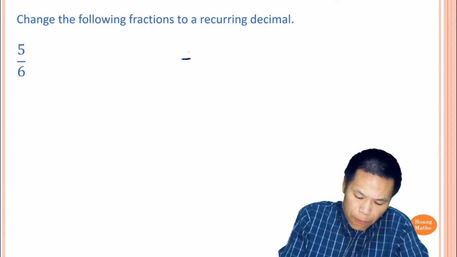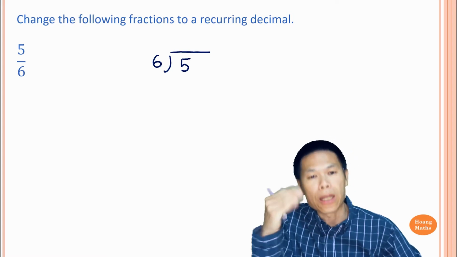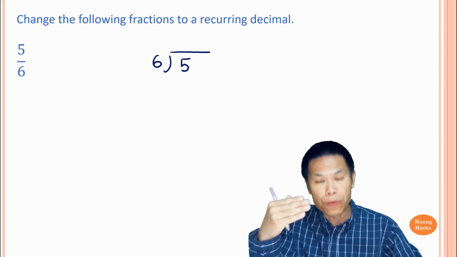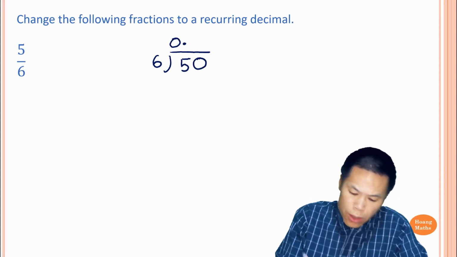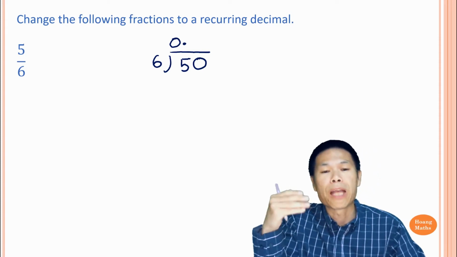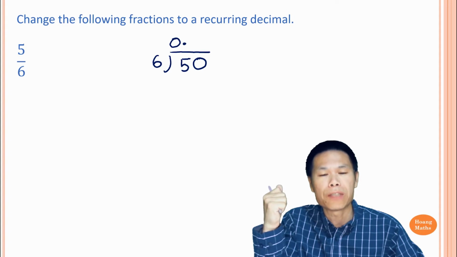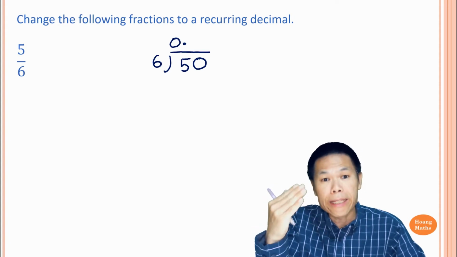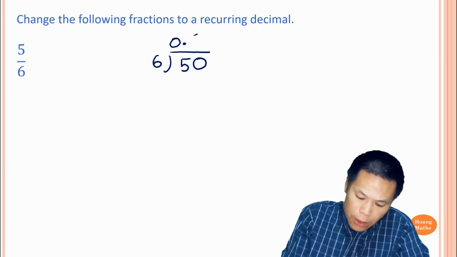So 5 divided by 6, if you like. 6 cannot go into 5. So the first thing we do is write a 0 and a dot here, and we add a 0 after the 5, which becomes 50. Now how many lots of 6 go into 50? 6 times 8 is 48, so 8 times.